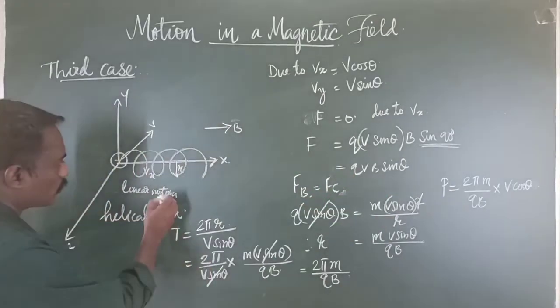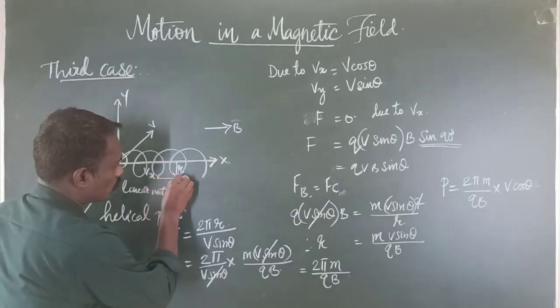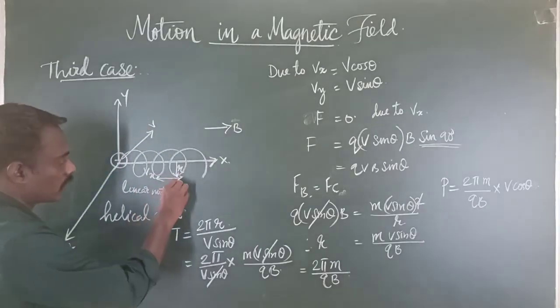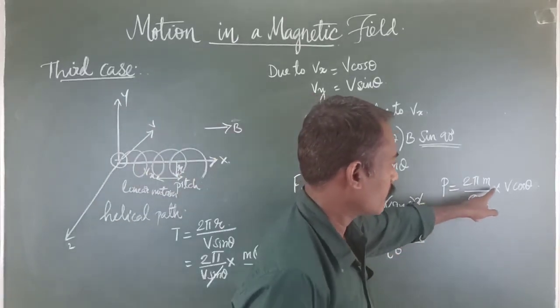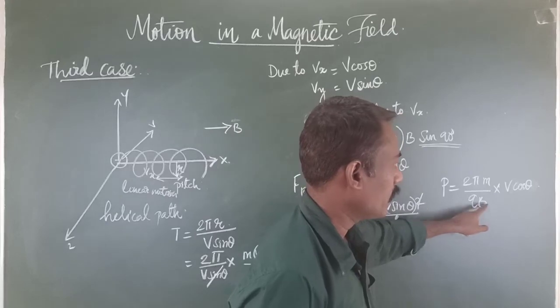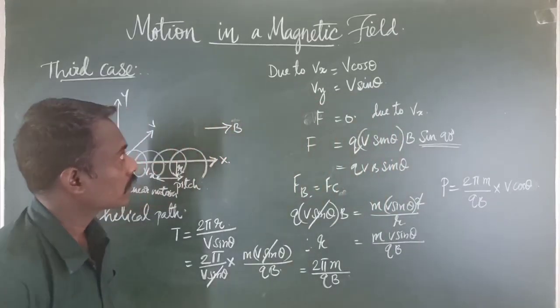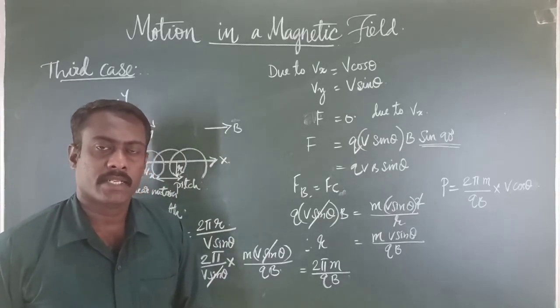That means the pitch of this moving charged particle will be the distance between two consecutive turns. This distance is known as the pitch, equal to 2 pi m divided by q B into v cos theta, and this is all about the motion of a charged particle in an external magnetic field.